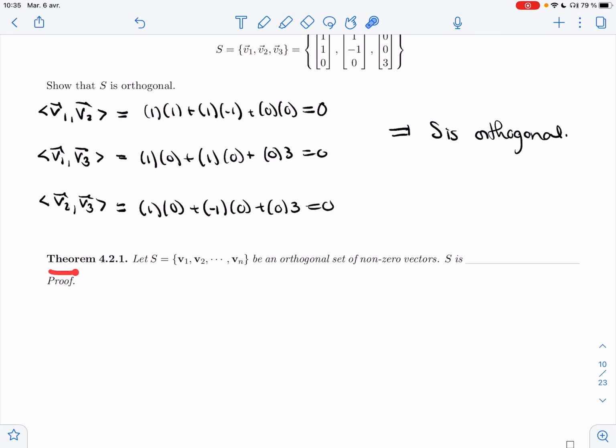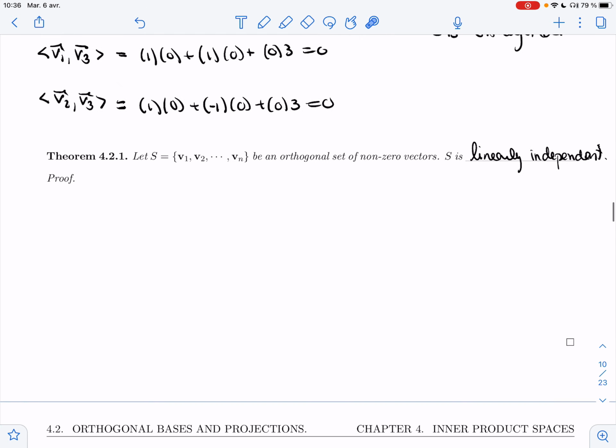All right, Theorem 4.2.1: let S be an orthogonal set of non-zero vectors, then S is automatically linearly independent. This is an interesting one. I like it because orthogonal depends strongly on the inner product you chose, but linearly independent just lives on the level of vector spaces. So let's prove this.